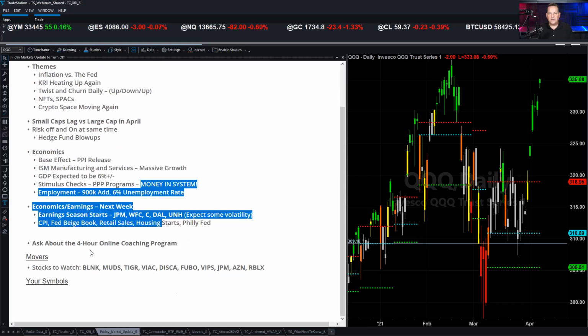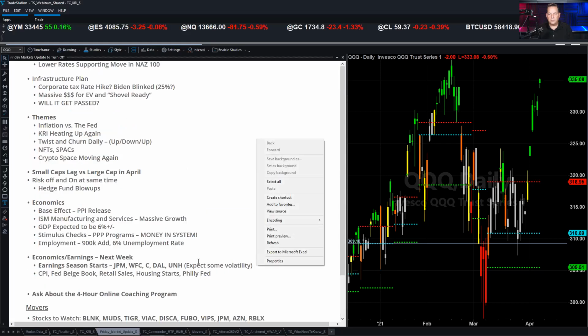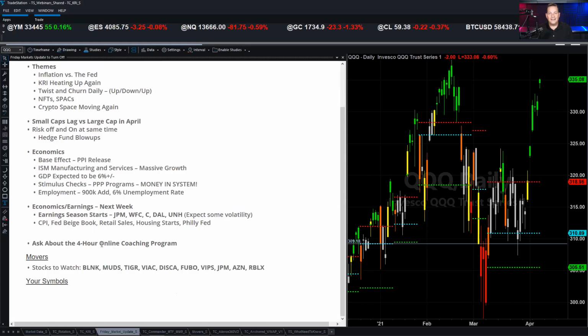Next week, we also have the Fed's Beige Book, CPI, which of course is the back end of the PPI, retail sales, housing starts, and Philly Fed. Expecting retail sales to be pretty good. Housing starts kind of vacillating a little bit with the increase in interest rates that we saw. Philly Fed probably doing very well.